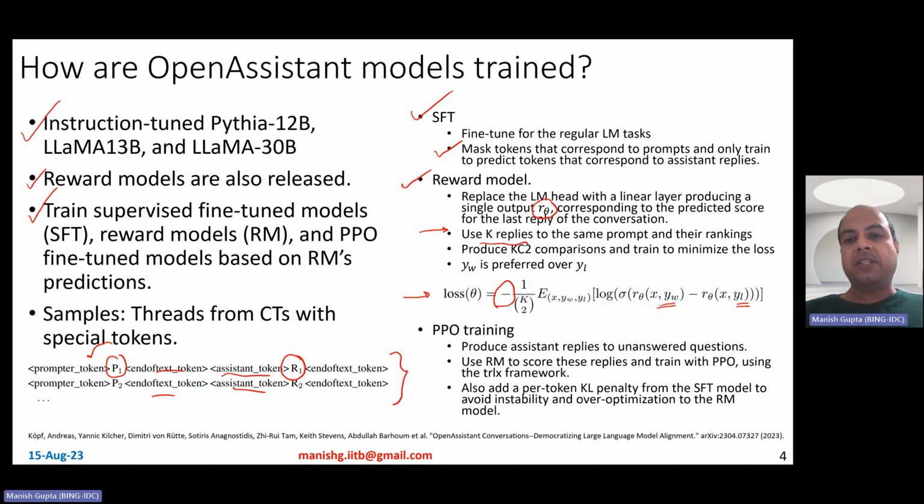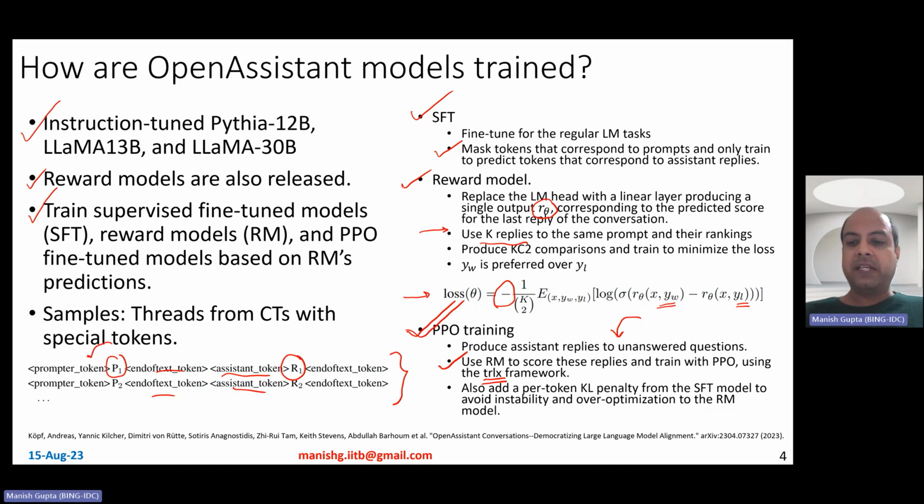Once this reward model is trained, and once the supervised fine-tuned model is there, you want to do PPO training. PPO training is a reinforcement learning method. So you produce assistant replies to unanswered questions. You take unanswered questions, ask the model, hey, give me replies. When the responses are generated, you use the reward model to score those replies, and then you take those scores, those rewards, and use them for PPO training. Specifically, they use the TRLX framework, which is very popular for this PPO training.